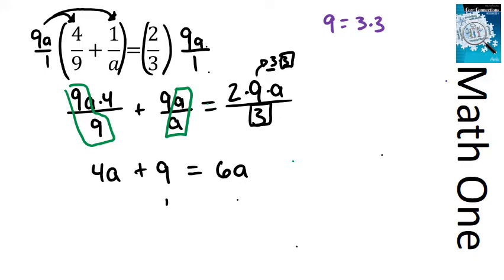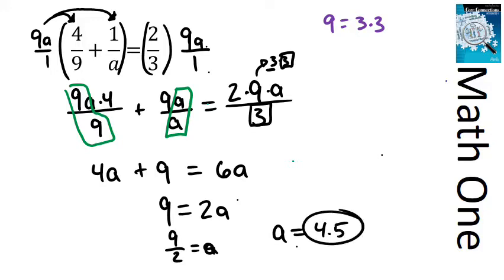Next, I'm going to take away 4A from both sides. That gives me that 9 is 2A. Again, I subtracted 4A. And then finally, I'll divide both sides by 2, giving me that A is 9/2, which is a fine answer, or you can write that A is 4.5.